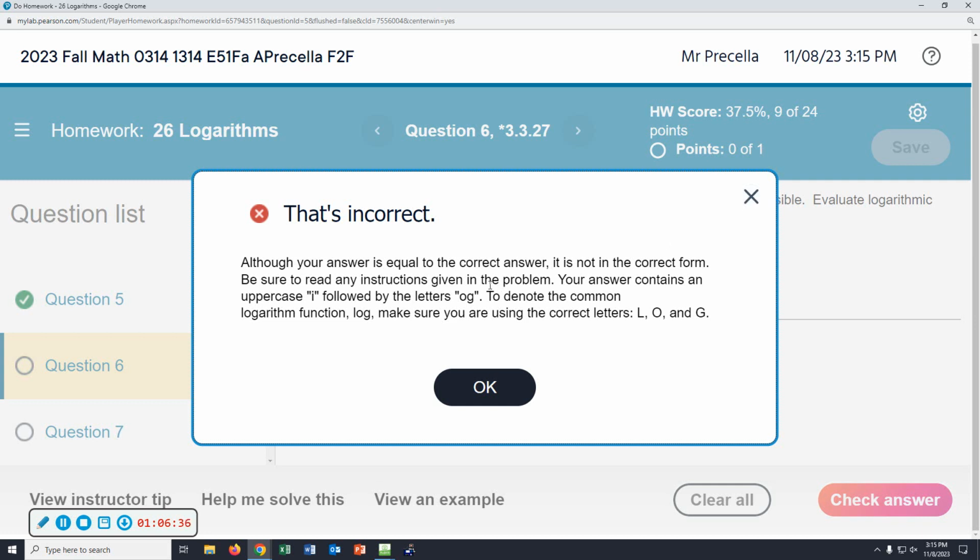Okay. Look at this. Oh my Lord! Oh, I can't believe it. Although your answer is equal to the correct answer, it is not in the correct form. Be sure to read any instructions. Your answer contains an uppercase I followed by the letters OG. Oh, I can't believe it.